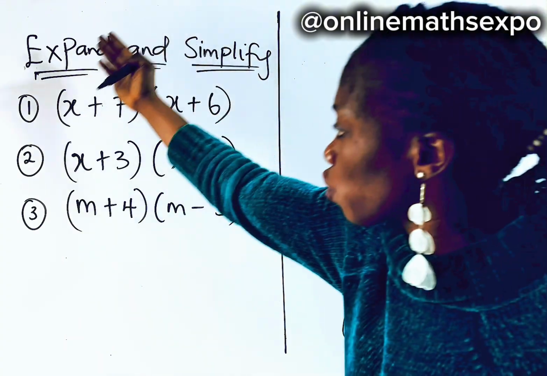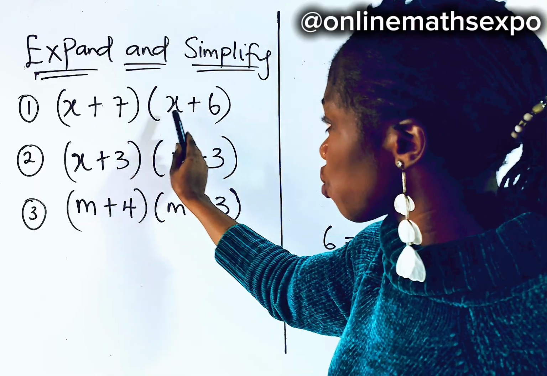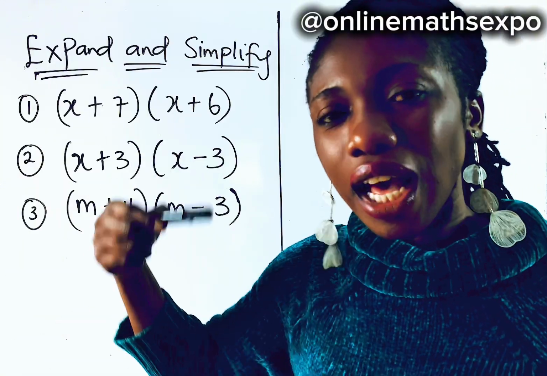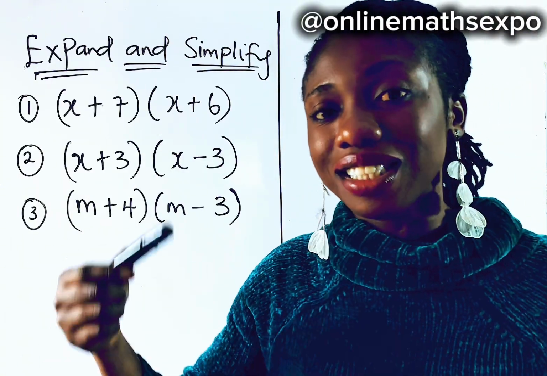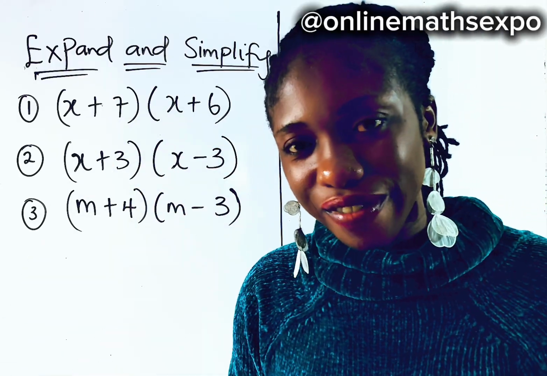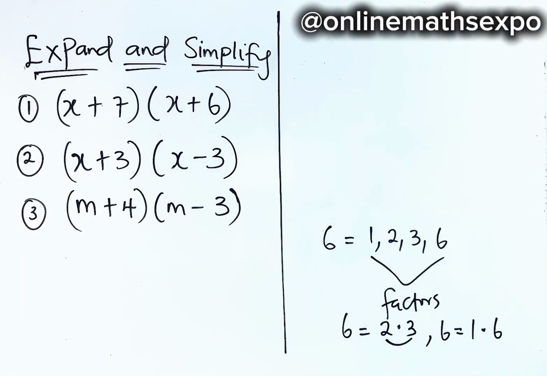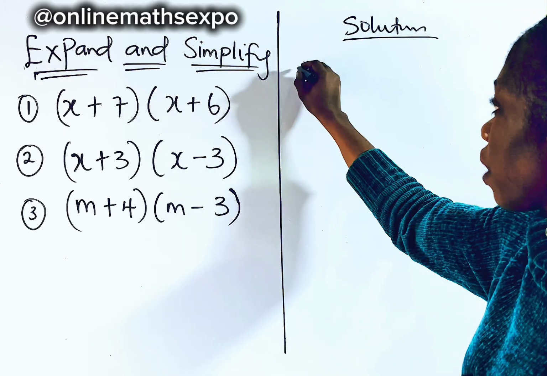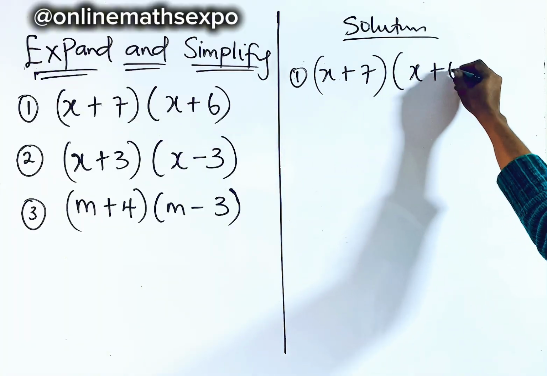Now, when you have this question, the question says expand and simplify. You see these two brackets, they are factors. And they are factors of a particular quadratic expression. So the question wants you to get that quadratic expression that has these two as factors. Don't worry yourself, I'm going to teach you how to find such an expression. And to do that, we begin with the solution. The first one we are given is (x + 7)(x + 6).